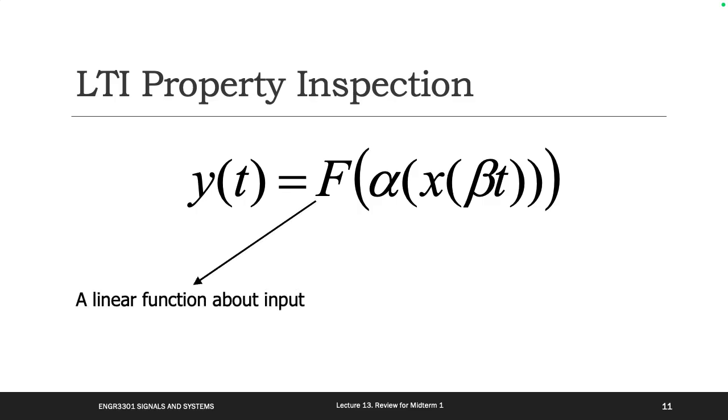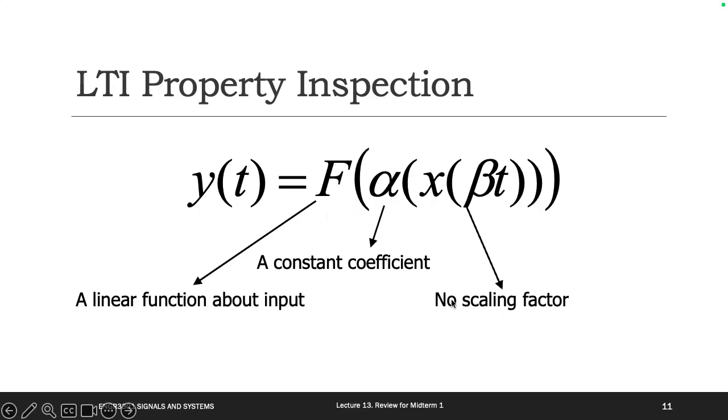Okay, and then we try to check this one. And we know if this one is a linear vector of the input, it will be linear. Here we talk about the LTI system, which means this system has linearity and also has the time invariance feature. Both have to work for this equation, which means this vector should have the linear function, and this is a constant coefficient, and this has no scaling factor.